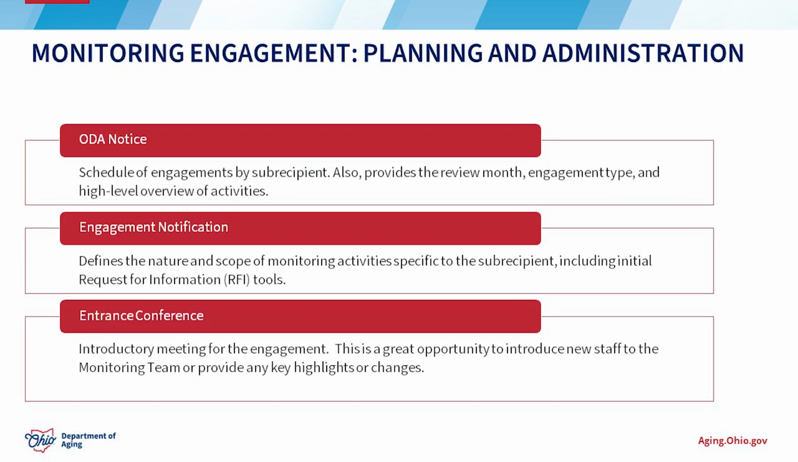The ODA notice includes the full calendar year schedule by subrecipient. The notice also includes the review month, engagement type, and additional instruction. The engagement notification will include the request for information tool and details specific for your engagement. The request for information tool will include due dates, request details, and key contact information should there be any questions.